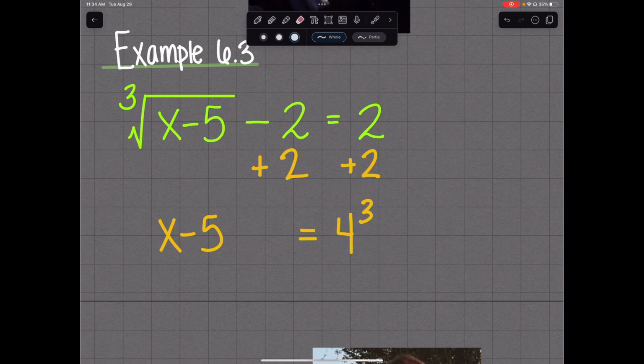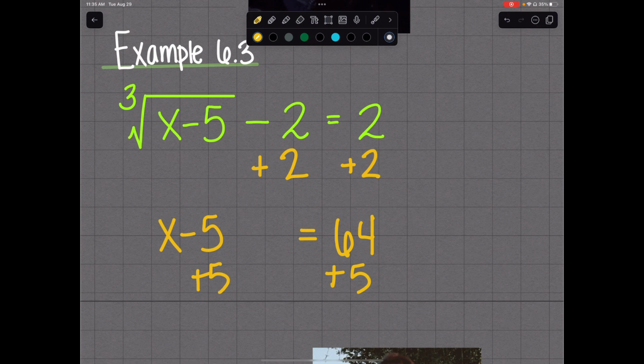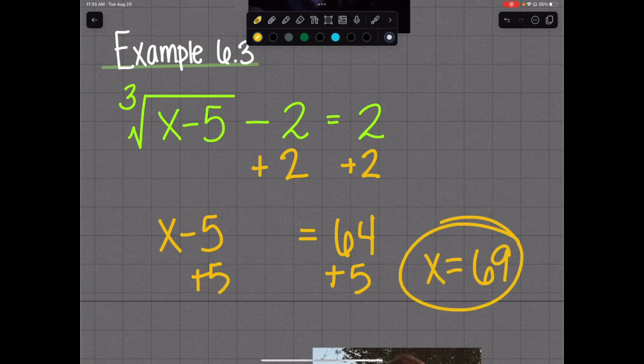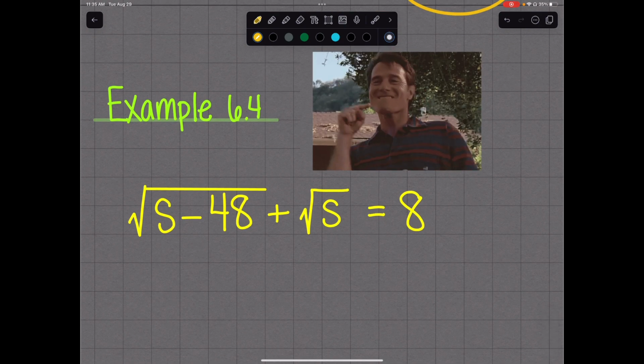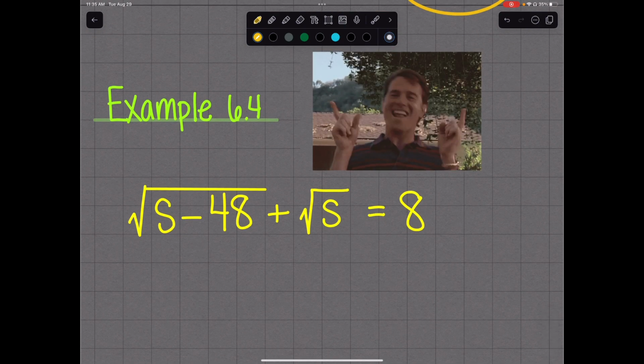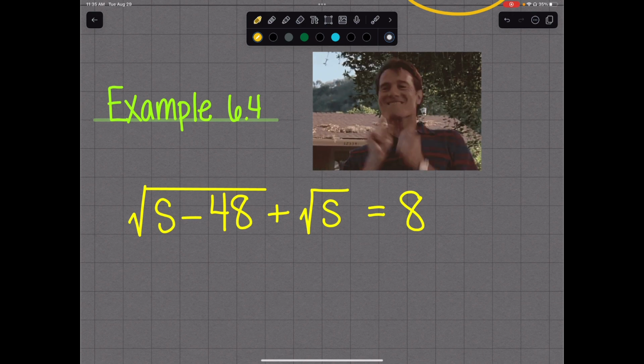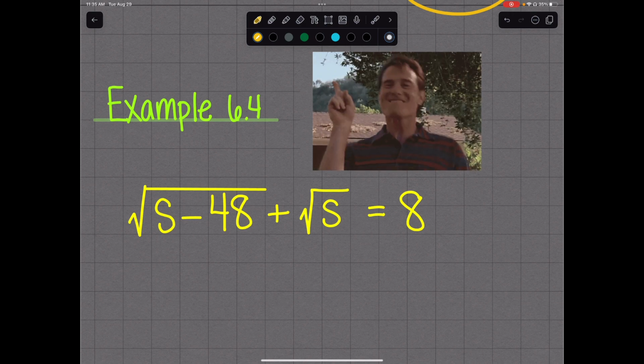And now this is super easy to solve. x minus 5 is equal to 4 times 4 times 4, which is 64. Add 5 to both sides, and then you are left with x is equal to 69. That's the final answer. So easy, right? You've got this. You're feeling good now, right? Not crying anymore. Okay, you can always go back and check your answer, plug that answer in, and make sure that you get the right one.